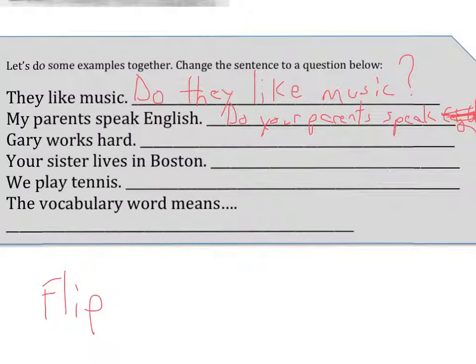So, next, let's do the next one, shall we? As you can see though, with the last one, do your parents, I flipped parents and do. Parents means they, do, not does. Next one, we have Gary works hard. Let's make that a question now. What's the first word you put down, do or does, for Gary? Is it an I, you, he, she, or it?